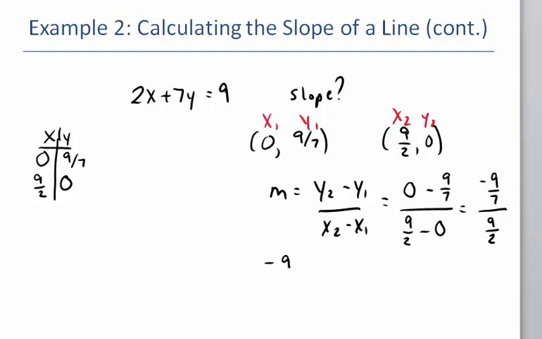Again, remember that you cannot divide fractions, so instead you are going to write the first one down as it is, and multiply by the reciprocal of the second. And so we will be multiplying negative 9/7 times 2/9. When you do that, the 9's will cancel, leaving you a slope of negative 2/7. And that will be the answer for part B.